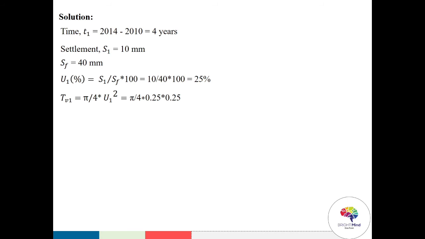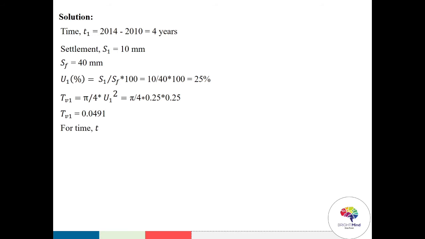So pi by 4 into 0.25 into 0.25. Once we calculate it, the value for the time factor comes out to be 0.0491. This corresponds to case 1, where the time required was 4 years, or we can say the time span after which the first settlement reading was recorded.